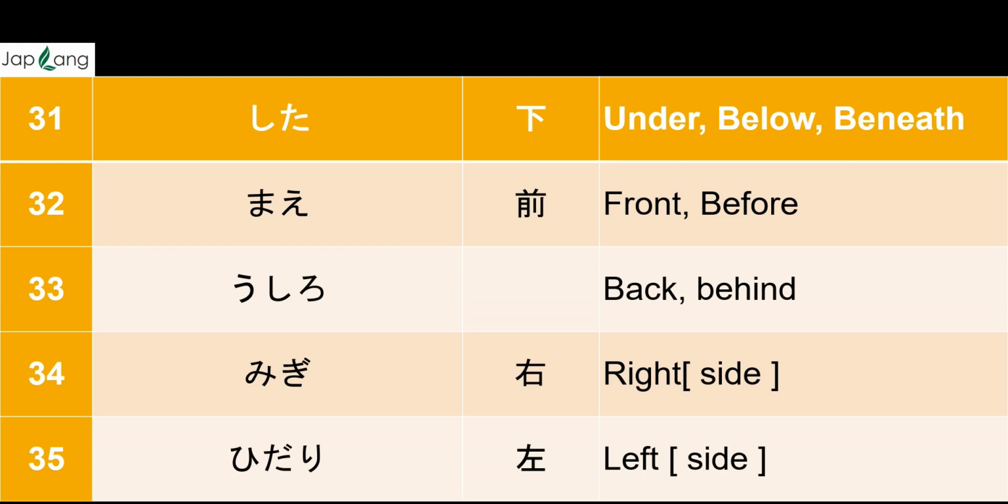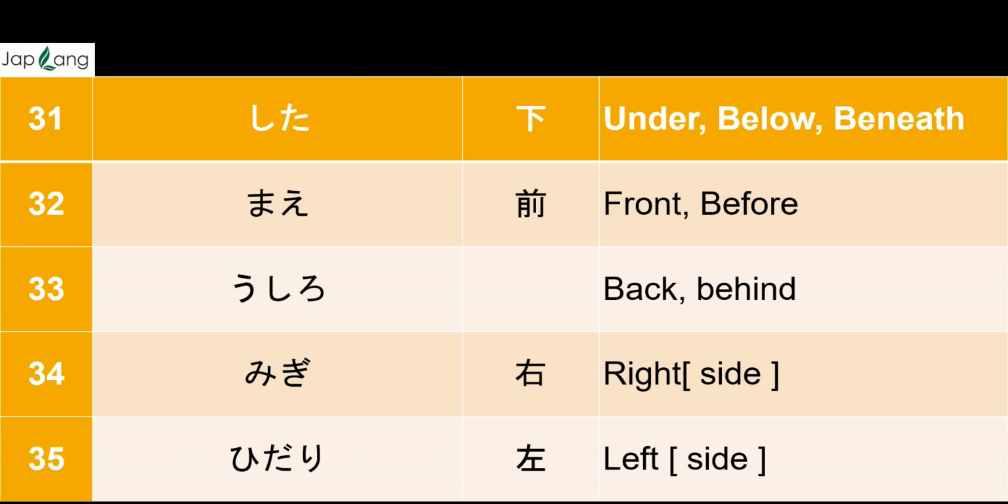Or you can also make a sentence. Beddo no shita ni kaban ga arimasu. Under the bed, there's a bag. Mae is front or before. Watashi no uchi no mae ni ginko ga arimasu. I repeat. Watashi no uchi. Uchi is house. Watashi no uchi no mae ni ginko ga arimasu. There's a bank in front of my house.